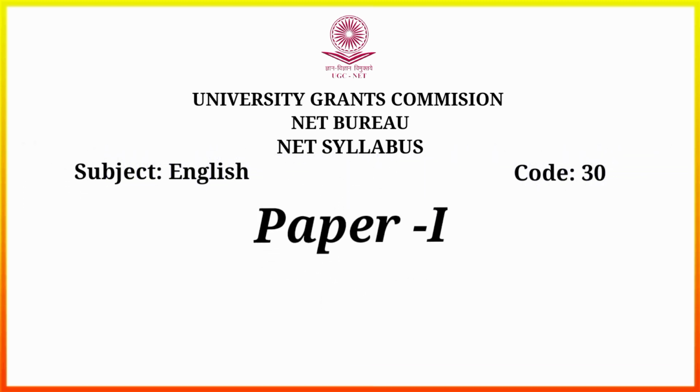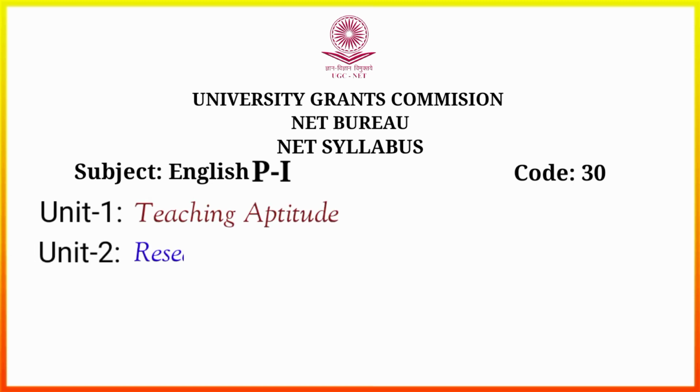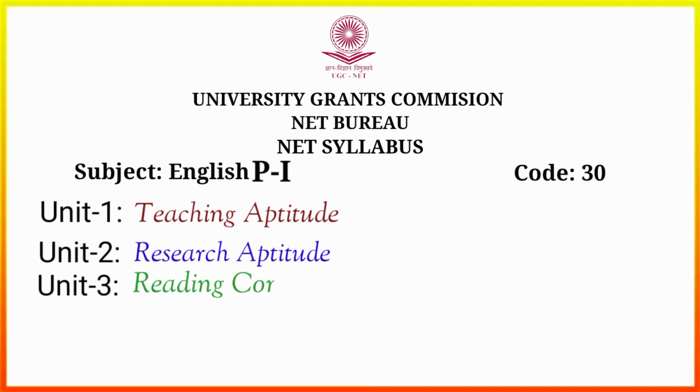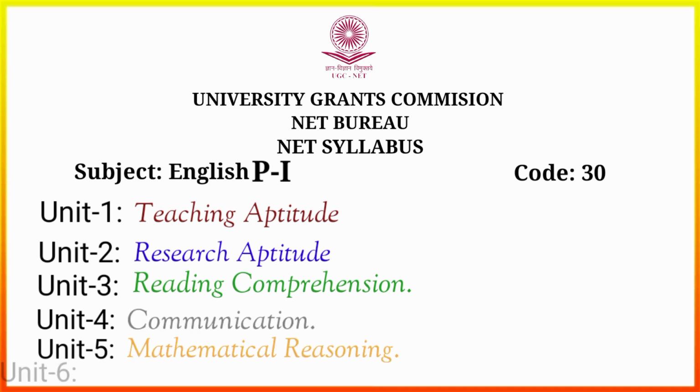Now let's talk about the general paper or Paper 1. There are also 10 units. Unit 1, that is teaching aptitude. Then we have research aptitude. Then we have reading comprehension. Then communication. Then mathematical reasoning.